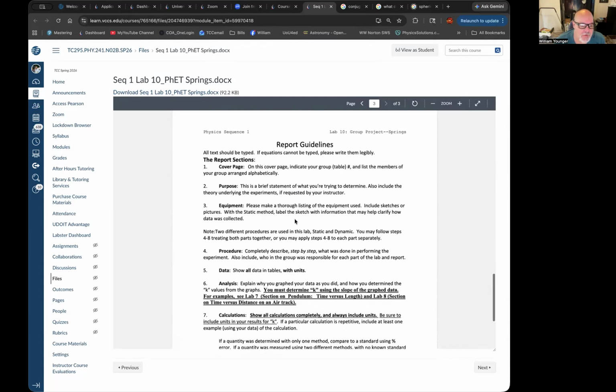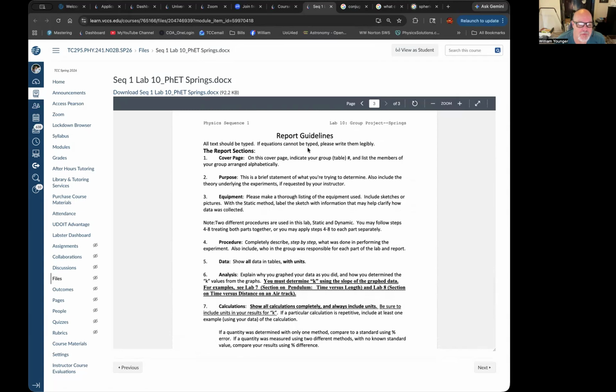The lab report itself, as I said, you will have a cover page. On this cover page, you'll indicate your group, table number, and the list of members of your group arranged alphabetically. This is the part where, again, in my class, remember, you not only have to have your name, but you also have to have the names of your lab partners. They're telling you to do that alphabetically. And specifically, I need a clear demarcation as to which one's turning in the lab report and which ones are the partners. So it's not okay to just have the first name be the person turning in the lab and then all the subsequent names being the lab partners. No, I need something separating the two where it shows, these are lab partners and this one's the person turning it in.